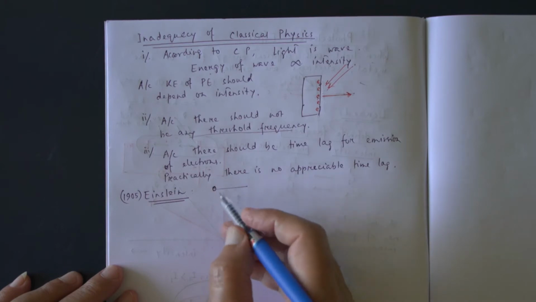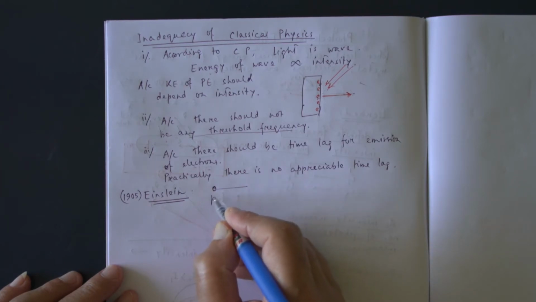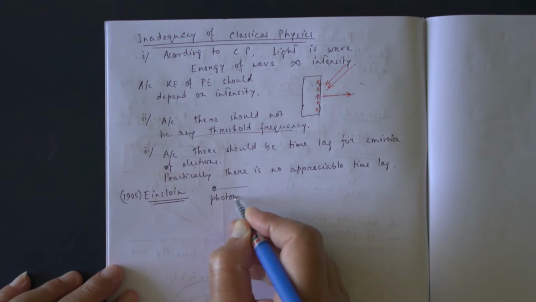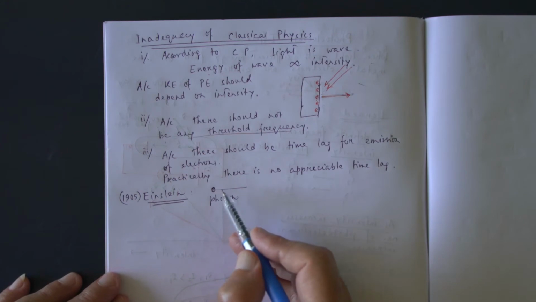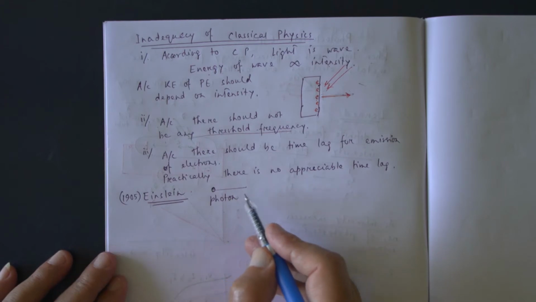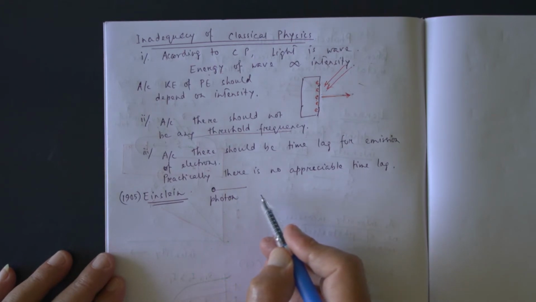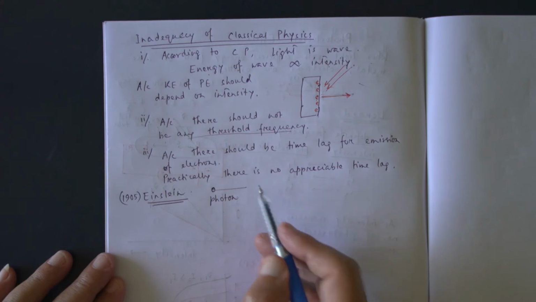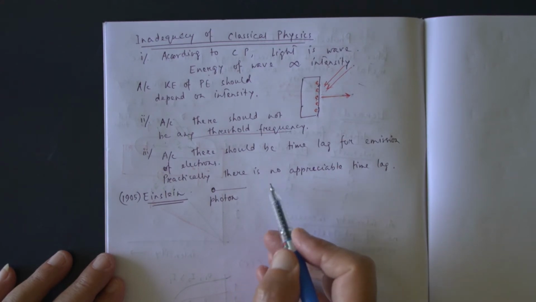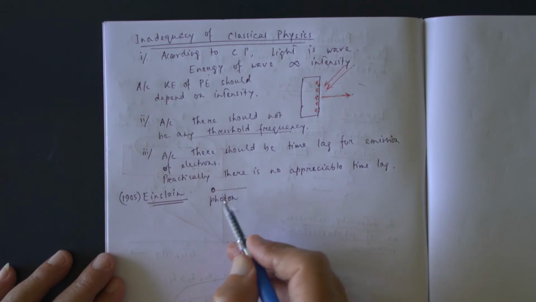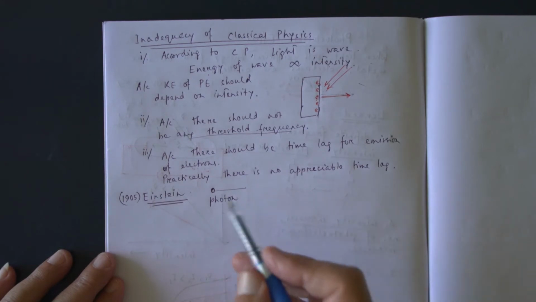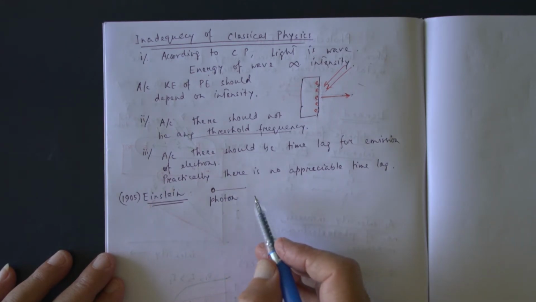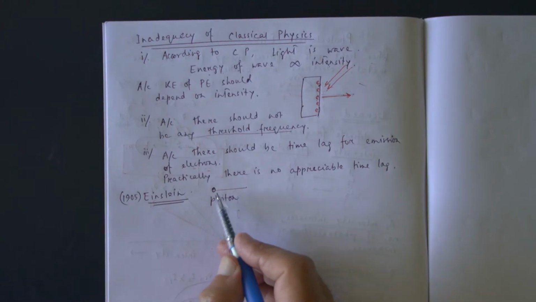Later, this quantum was called a photon. Photon means particle. It is a particle concept. You can think that photons are the atoms of light. Hydrogen has atoms, oxygen has atoms, similarly light has atoms, and the atoms of light are photons. So photon is a particle concept.